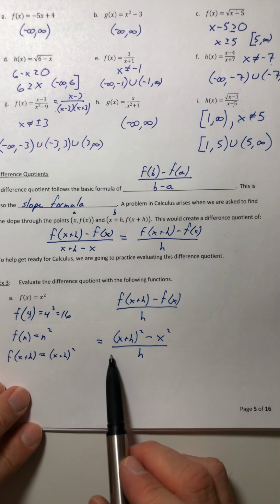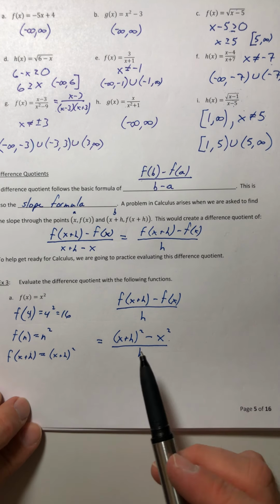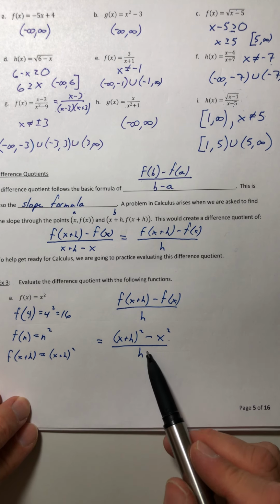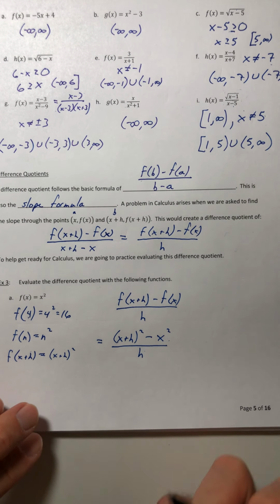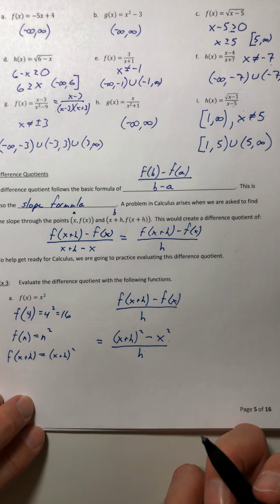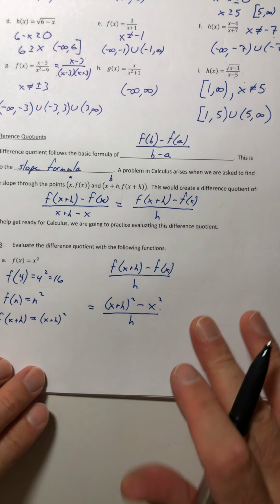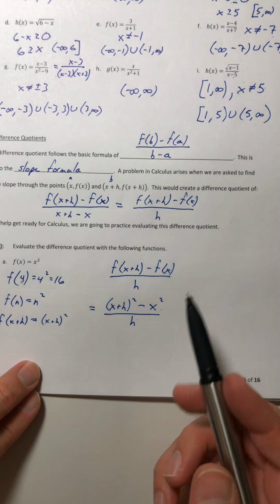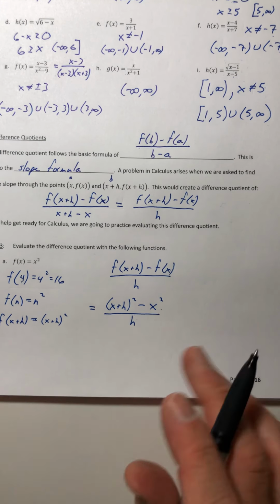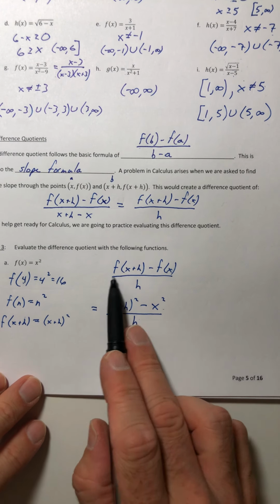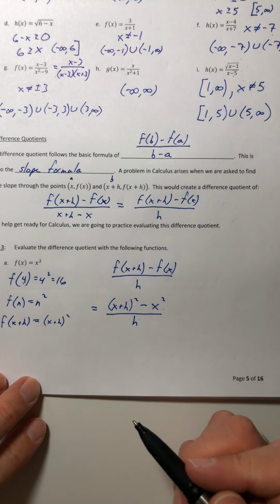So your goal from here is to evaluate it and to eventually get this h in the denominator to cancel out. Once it cancels out, then you're pretty much done. And then calculus would take it from there and tell you what else to do with it. But for now, we're not doing that part. We're just going to evaluate this difference quotient and simplify it down as much as we can.